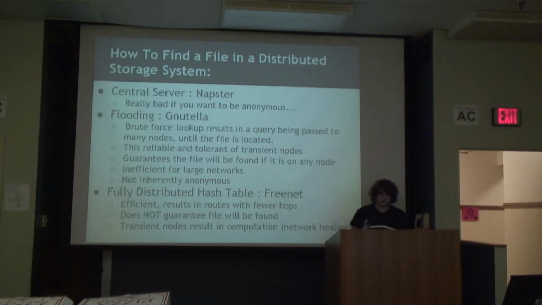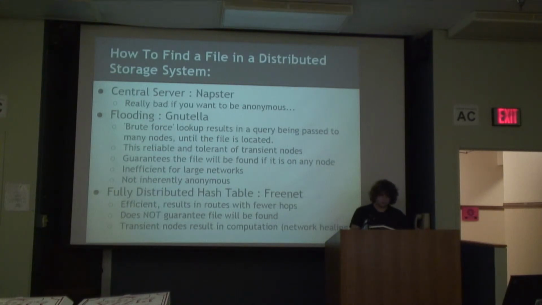You can do flooding like Gnutella does, which is basically like a brute force lookup, where you either send multicast queries out to all the nodes, or you pass it to one node, which then passes it to random nodes until it finds the file it needs. It's reliable and very tolerant of transient nodes, which are nodes that are dropping in and out of the network. However, it is very inefficient for large networks. The good thing about it is that it guarantees the file will be found if it's on any node of the network.